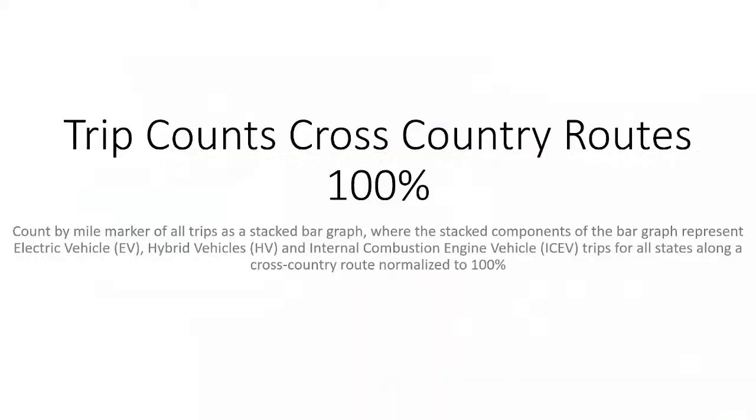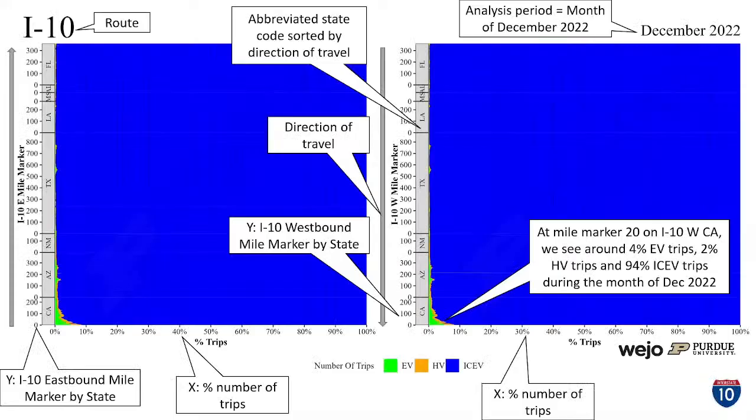Again, this is a percentage visualization of the same, showing what percent EVs account for of the current volume of connected vehicle data right now. As we see, the national volume is about 3 to 4%, growing by 1% every year. But this is another graphic that lets you dive deep into a route-by-route and state-by-state level.